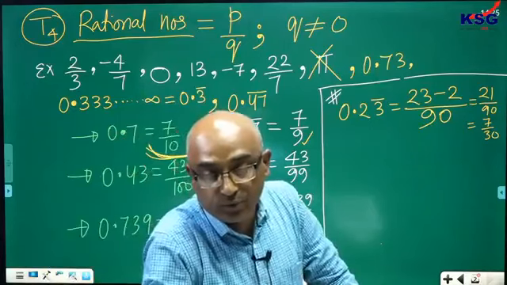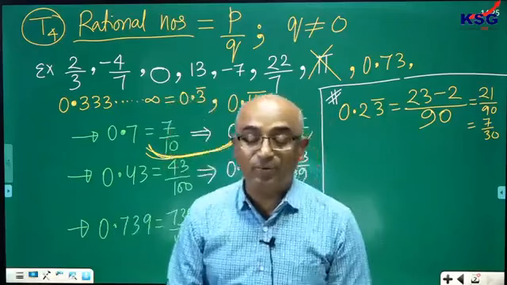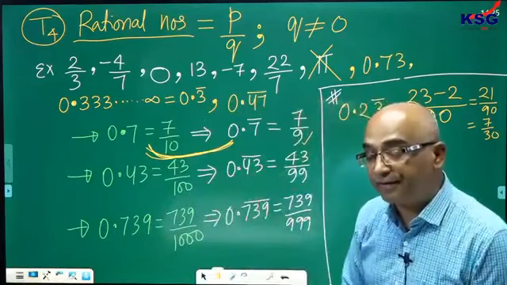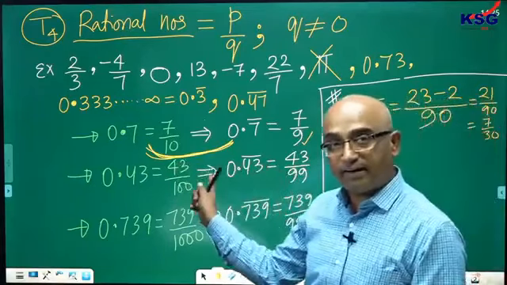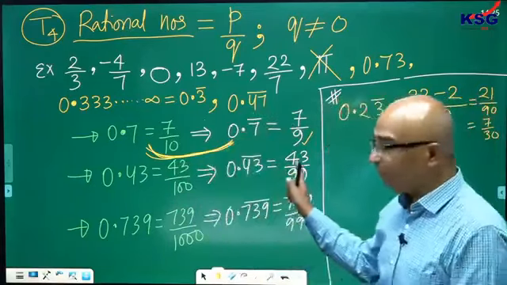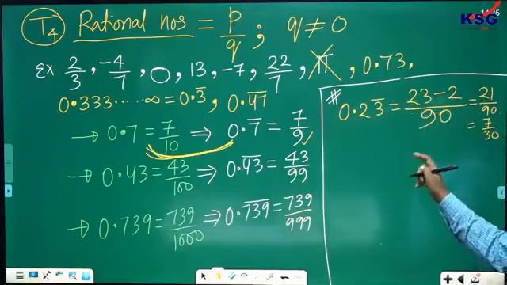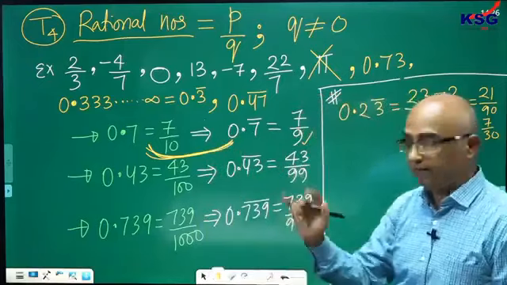No, this is wrong. 0.739 bar, no, this is wrong. Please focus on the discussion. That is incorrect. Concentrate here. Right now, 0.739 bar means 739 by 999 only.